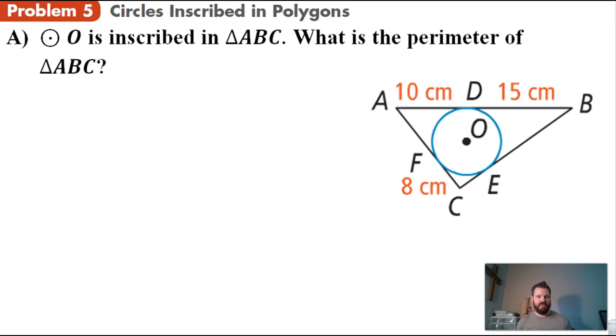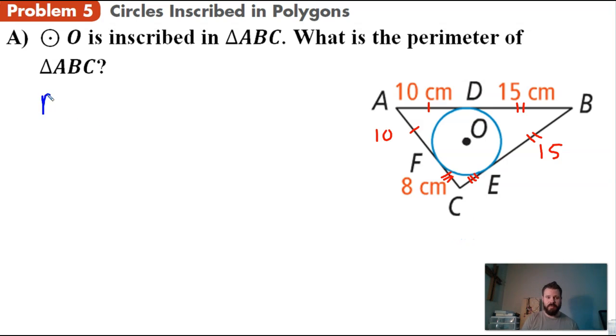All right, so let's go ahead and use that theorem here quick. It says circle O is inscribed in triangle ABC. What is the perimeter of triangle ABC? Now with this one, I'm given a few different measurements. And since I know these are all tangents because they're inscribed, I know that, for example, AD and AF will be congruent to each other. They'll have the same length of 10. Same thing with DB and EB. They'll be congruent. Both have lengths of 15. And then FC and CE will both be congruent because, again, they're tangent to the circle and they also intersect at a point.